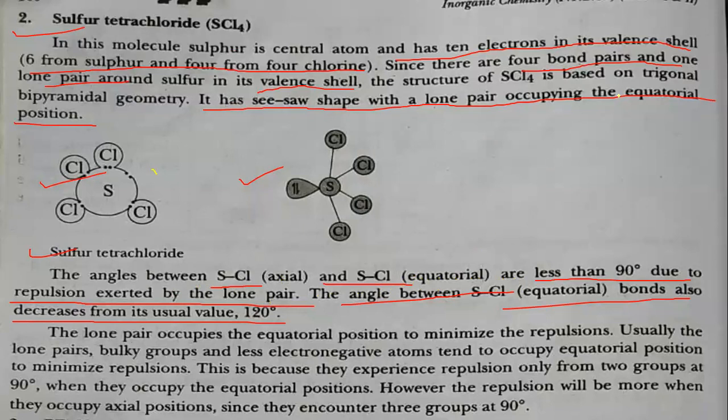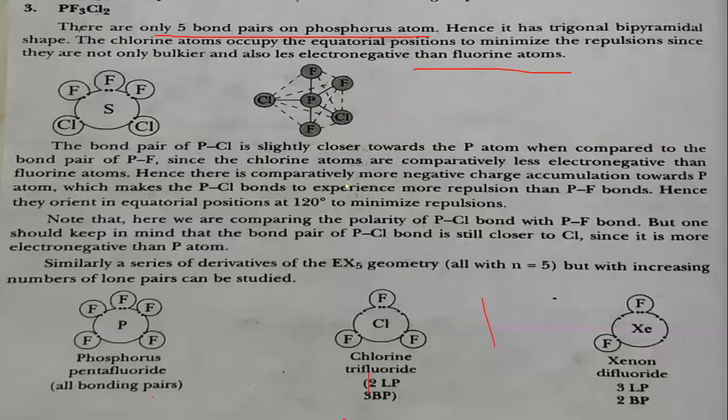Hence the molecule shows a trigonal bipyramidal structure. How? See, this is the trigonal plane, and one chlorine atom is above the plane and the other chlorine atom is below the plane. Hence, it is a trigonal bipyramidal structure. Now in the case of PF3Cl2, 5 bond pairs are there, and from the table you can see it is trigonal bipyramidal in shape.